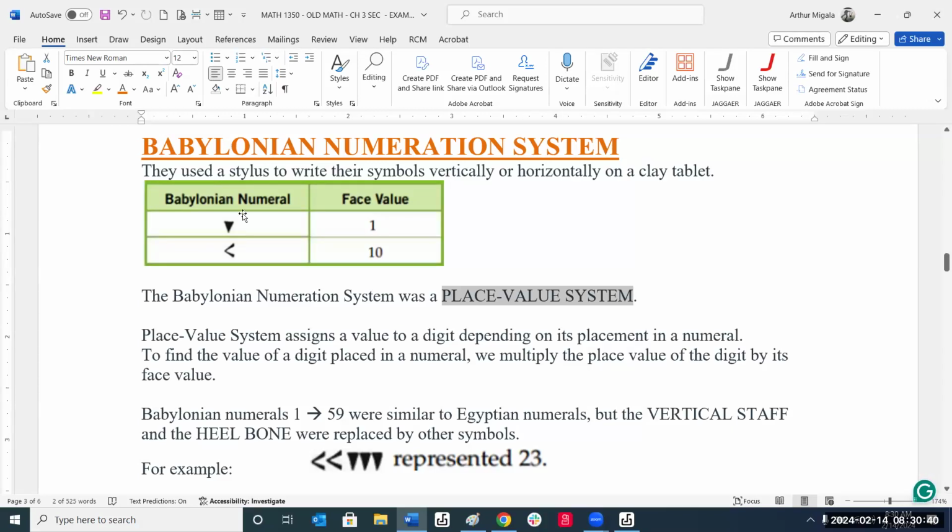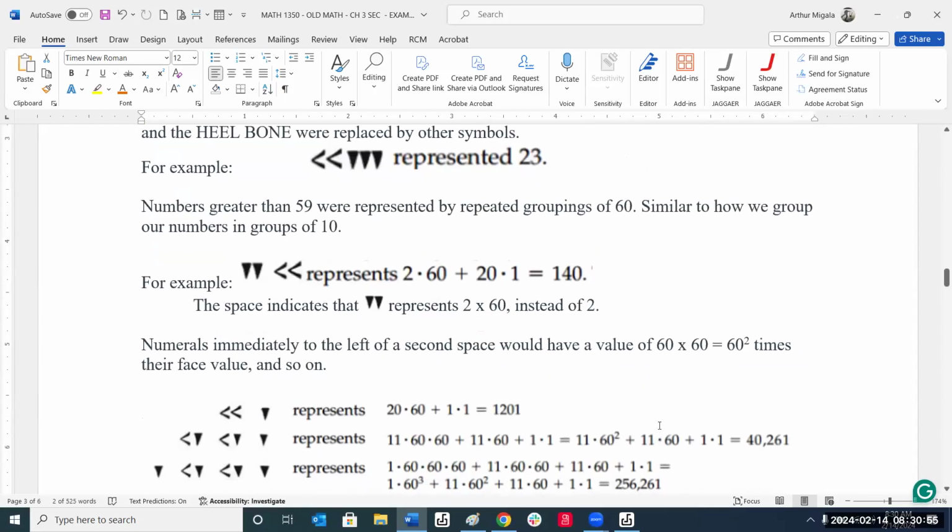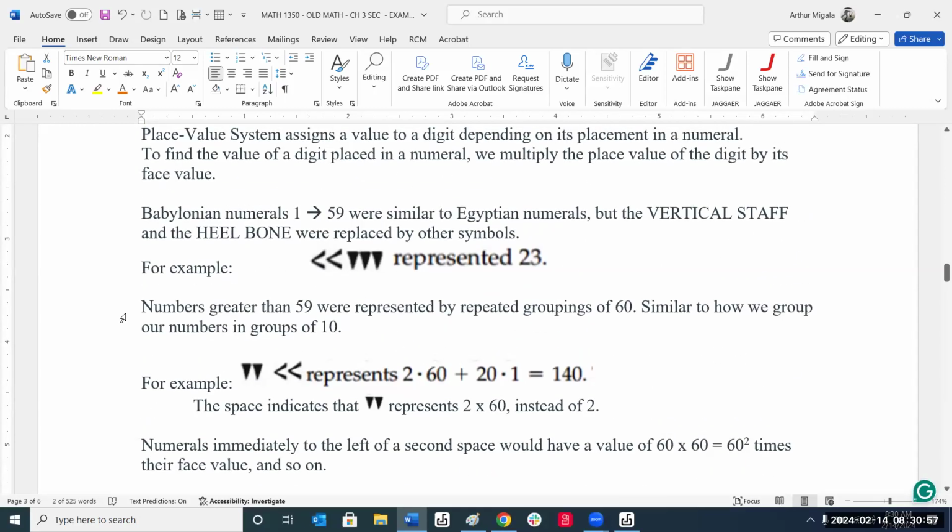This one's pretty basic. We have two symbols. Let's rewrite this one. So we have two of these, which is 10 plus 10, and 1 plus 1 plus 1, which is 23. Now, that was from 1 to 59. Anything after 59?